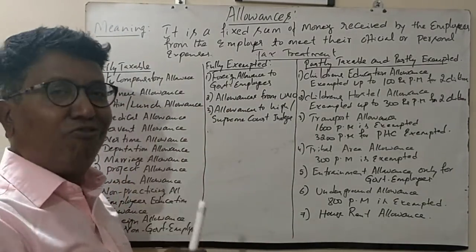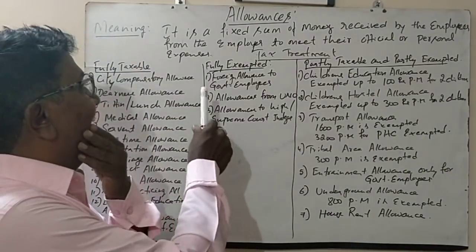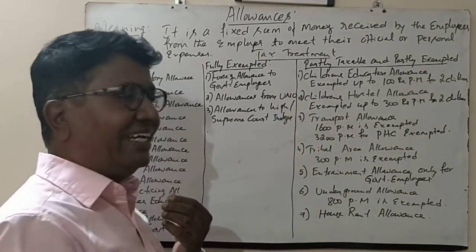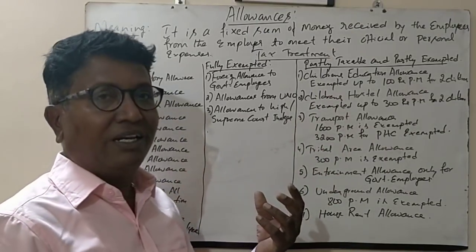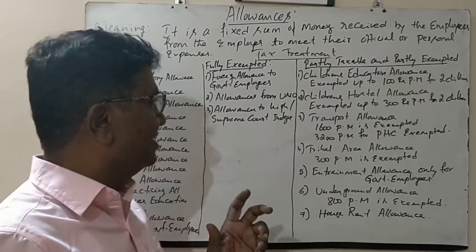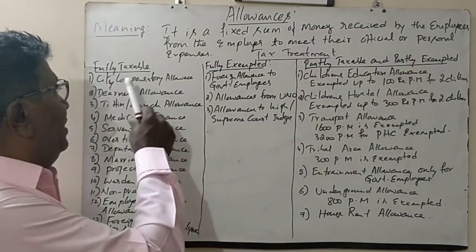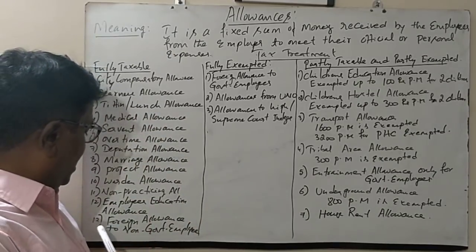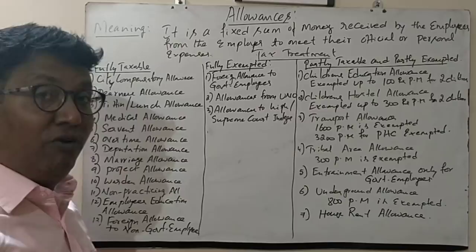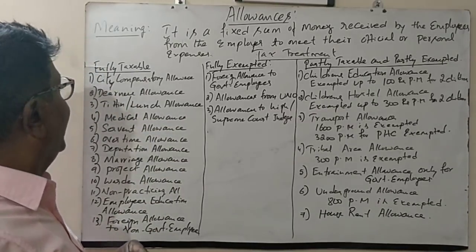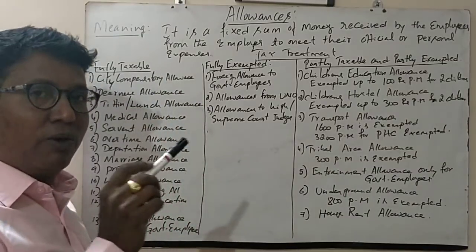One is fully taxable allowances, another is fully exempted allowances, and the third category is partly taxable and partly exempted allowances. Now let us discuss one after another. Fully taxable allowances: there are around 13 fully taxable allowances. In that, the first one is city compensatory allowance.